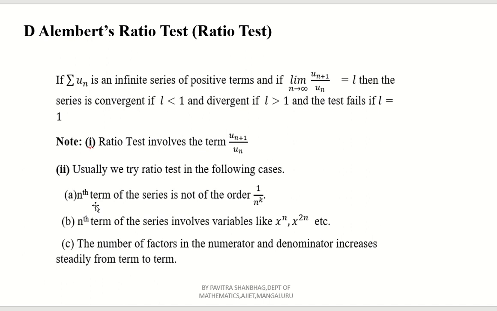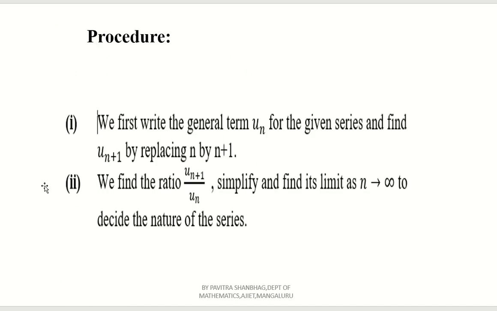Now, what is the procedure behind this D'Alembert's ratio test? First we write the general term un for the given series and find un plus 1 by replacing n by n plus 1. First we have to find the general term un. Then we find the n plus 1th term, just replacing n by n plus 1. Later, find the ratio un plus 1 by un, simplify it and find its limit as n tends to infinity to decide the nature of the series.